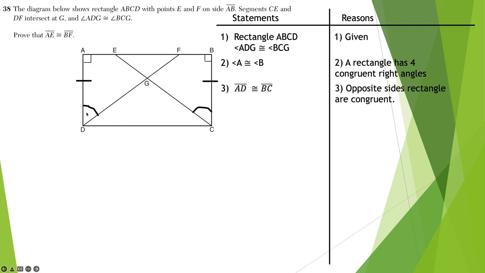Now I want you to notice that everything that was just done was done without ever looking at the figure or focusing on the figure. Everything was just applying pieces of the given. It said rectangle, I used rectangle. They gave me the two congruent angles. Now, what's up next? I could say the two triangles are congruent by ASA.